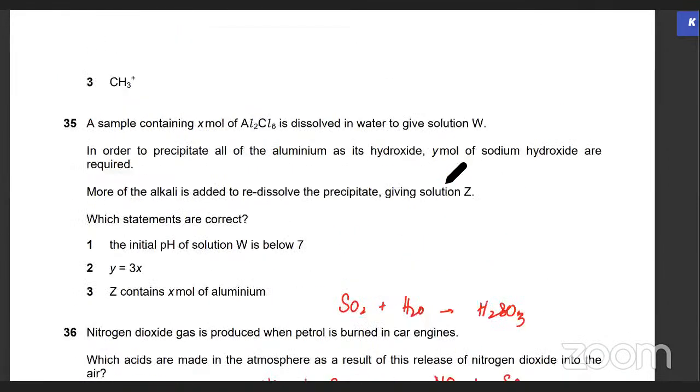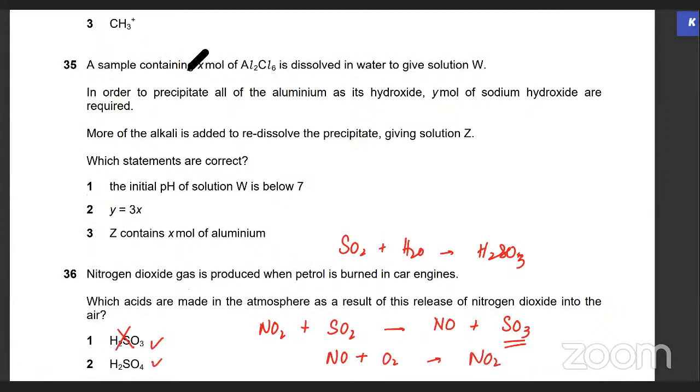So next is you've got a sample of X moles of Al2Cl6 dissolved in water to give solution W. In order to precipitate all of the aluminium as its hydroxide, Y moles of sodium hydroxide are required. More of the alkali is added to redissolve the precipitate, giving solution Z. So which statements are correct? The initial pH of the solution W is below 7. So starting with the first thing, what happens when you dissolve Al2Cl6 in water?